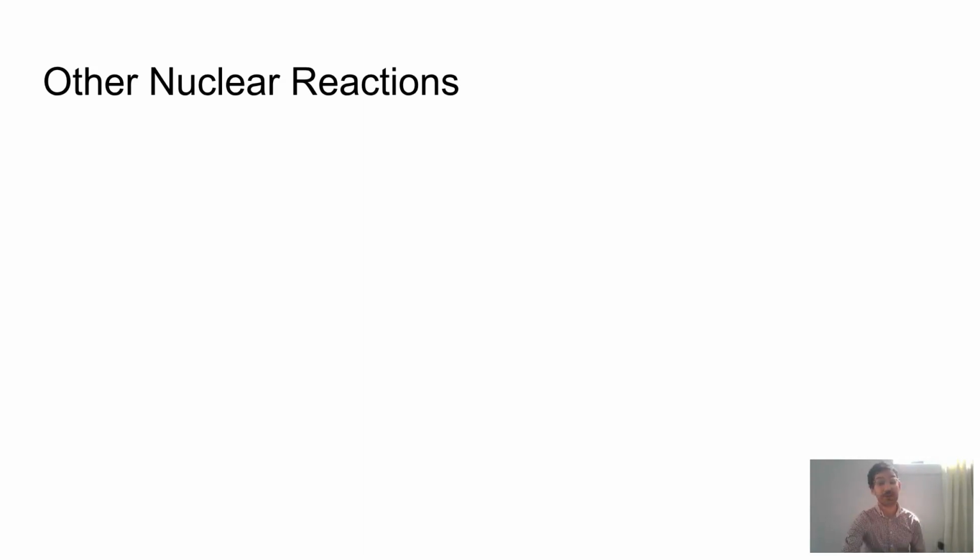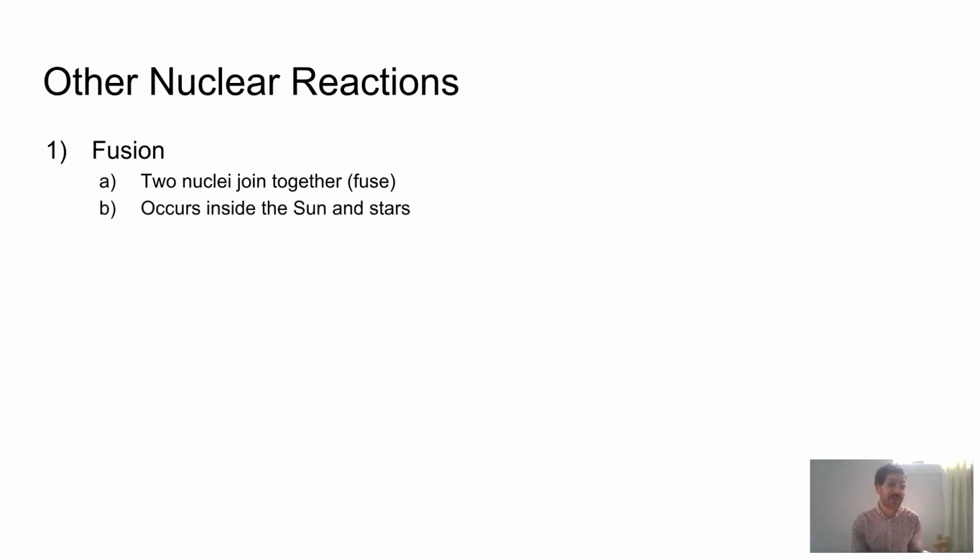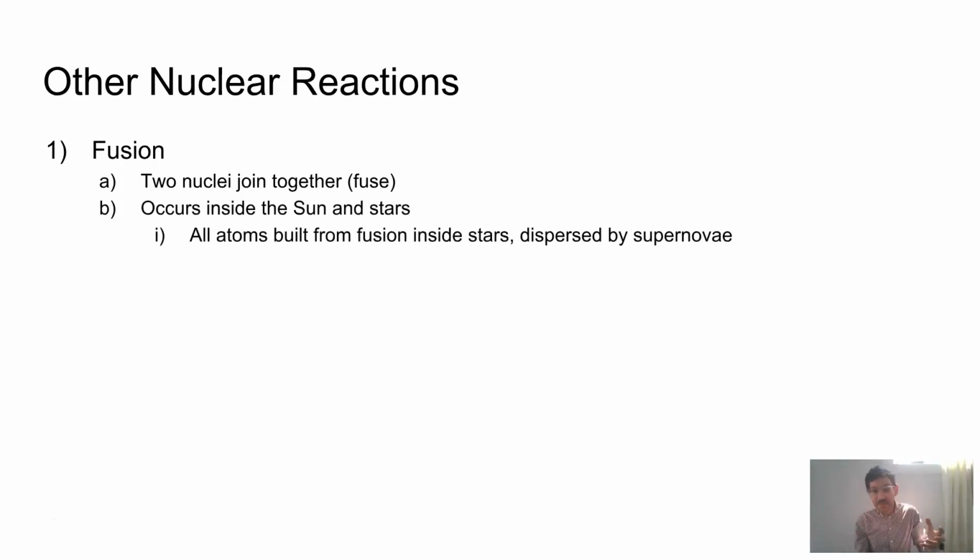Other stuff on nuclear reactions, real quick, is we should talk about fusion. These are two types of reactions I'm going to talk about that are not decay. Fusion is when two nuclei join together or fuse. This occurs inside the sun and stars. And it's nifty because all of the atoms that are anywhere are built from fusion inside of stars, and then when those stars go supernova, which not all stars do, that is how they disperse those atoms throughout the universe, or probably within their own galaxy.